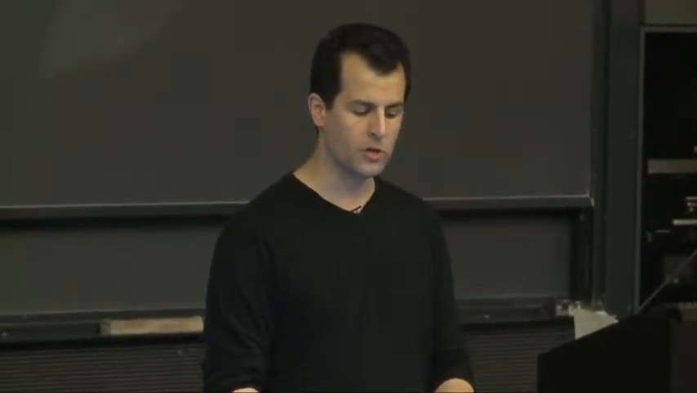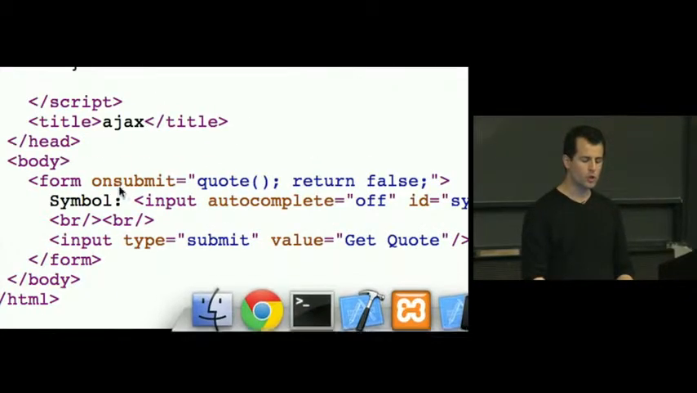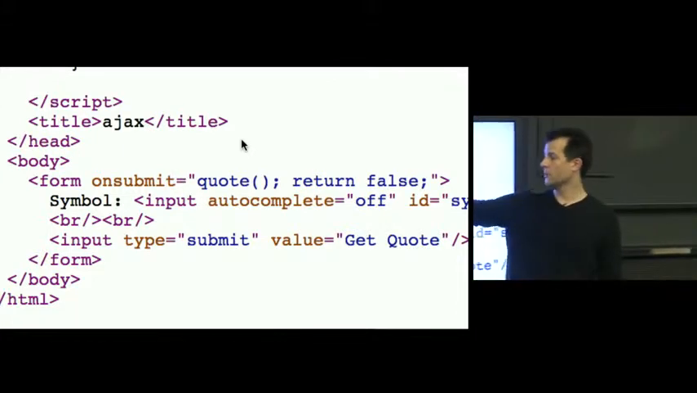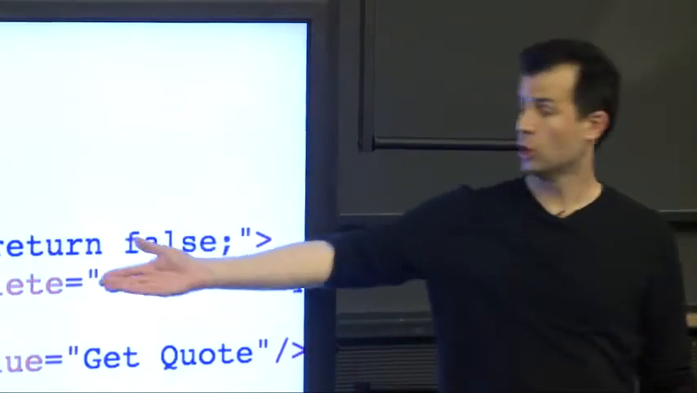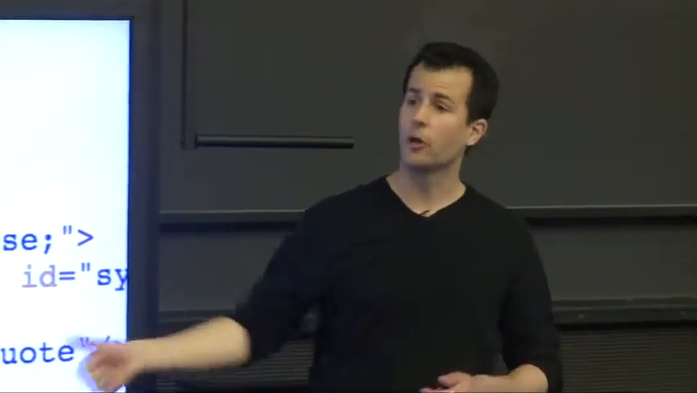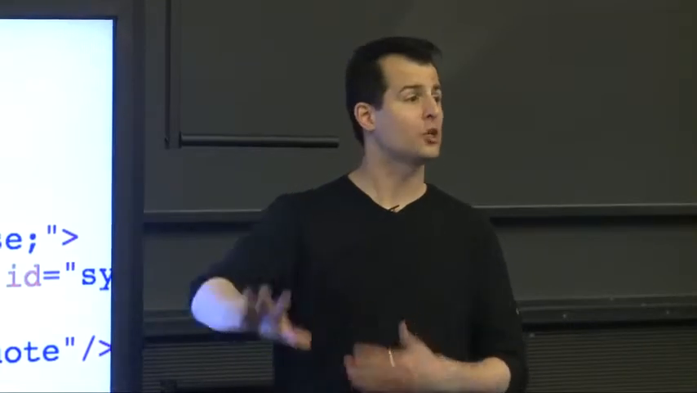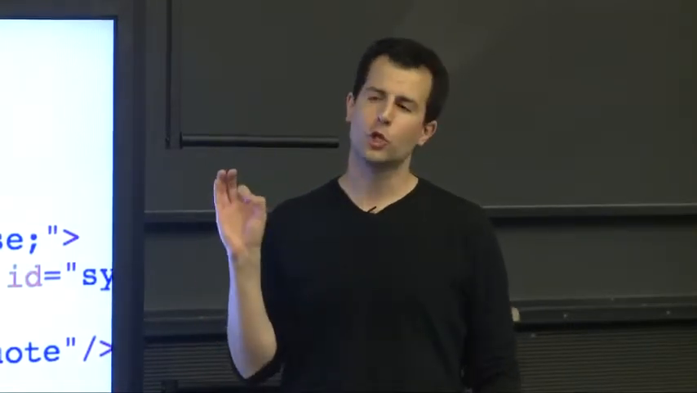If I view the page source, let's scroll down to the easier part first. There's some HTML at the bottom. And it's really just a super simple form that borrows some of the lessons learned from earlier. On submit, call what function? Quote. This isn't a built-in function. This is apparently one I wrote up above that we'll look at in a second. Return false so that it doesn't actually submit to the server in the traditional way.